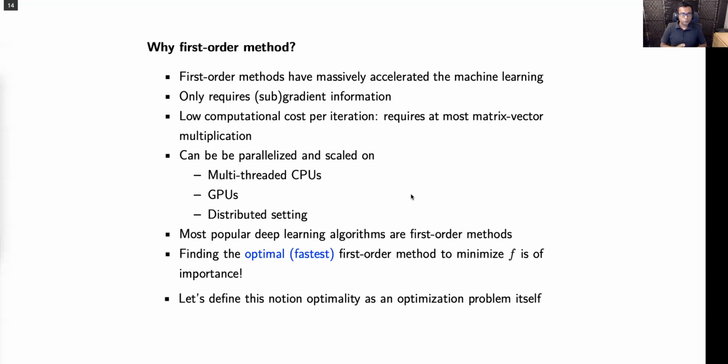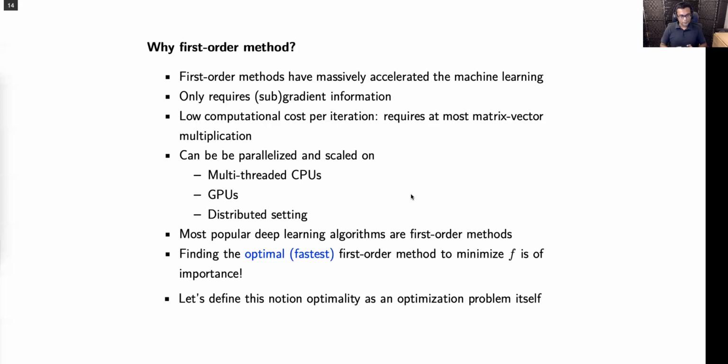It requires at most matrix-vector multiplication. Not only that, first-order methods can be parallelized and scaled easily on multi-threaded CPUs and GPUs, and can be used with a lot of ease in distributed settings. Most popular deep learning methods, such as Adam and so on, are first-order methods themselves. So naturally, finding the optimal first-order methods to minimize a given function is of importance.